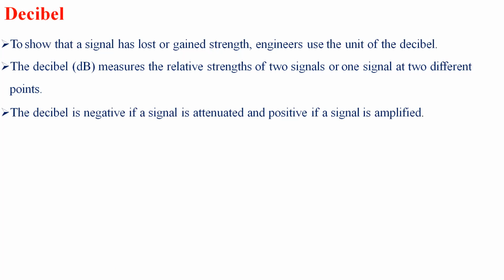The decibel is negative if a signal is attenuated. What do you mean by attenuated? If the signal is getting lost or if the signal is getting damaged, at that particular time the decibel is negative. If the signal is perfect or if the signal is amplified, then it is positive. So the decibel is of two different types, one negative and another positive.